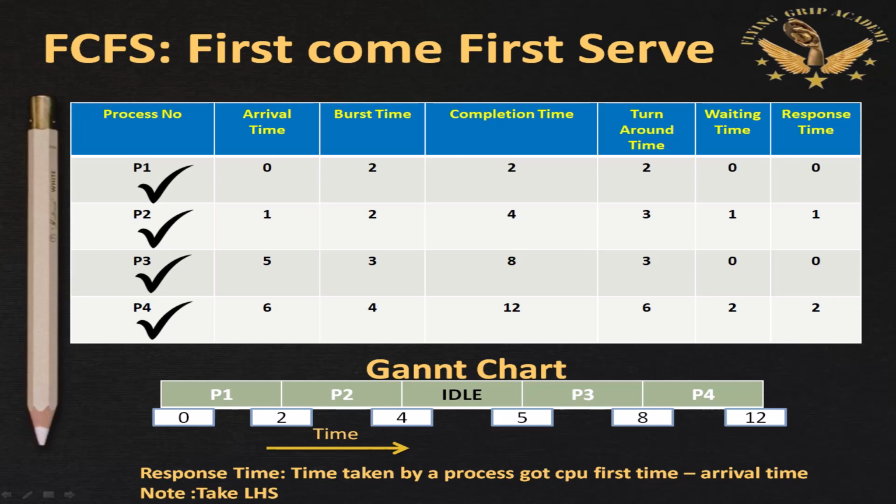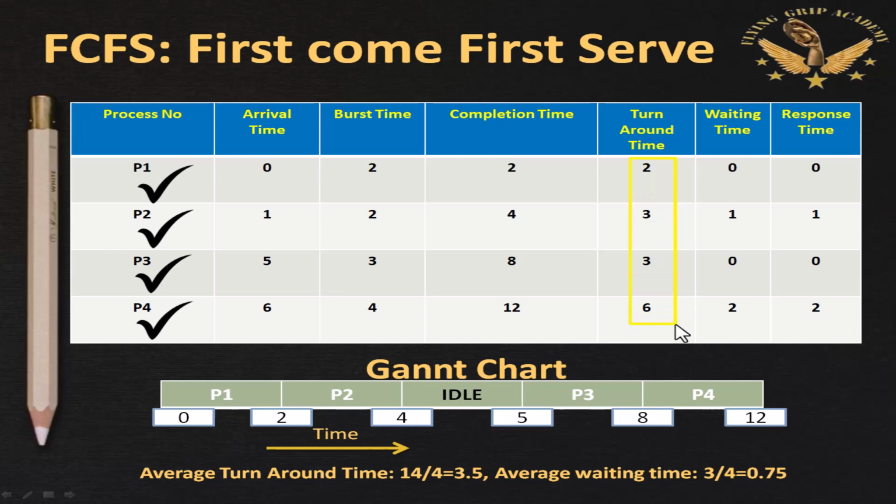So now we need to calculate the average turnaround time and average waiting time. For the average turnaround time, total values divided by total number of processes. So 2 plus 3 plus 3 plus 6, which is 14. So 14 by 4, which is 3.5. So next the average waiting time. Total 3, so 3 divided by 4, which is 0.75. So we have calculated the average waiting time.